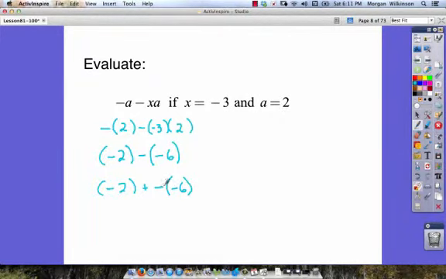Well, the opposite of a negative is a positive, so a double negative, two negatives in a row, gives us a positive. So we're going to get 6, and we have negative 2 plus 6. Negative 2 plus 6, that's an easy one. That must be equal to 4. We've got our answer. Let's box it.